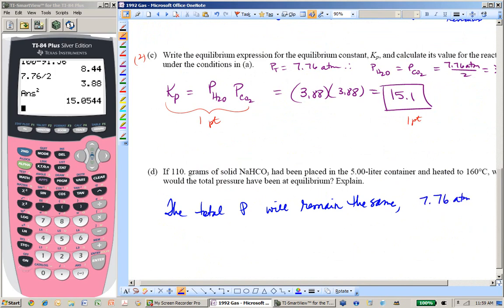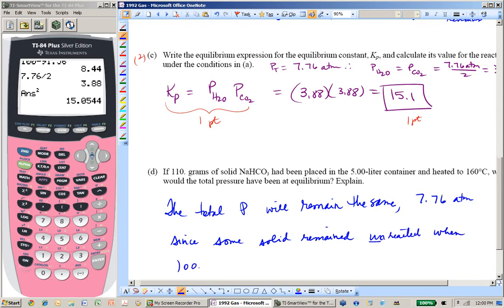7.76 atmospheres was the total, since some solid remained unreacted when 100 grams was used.